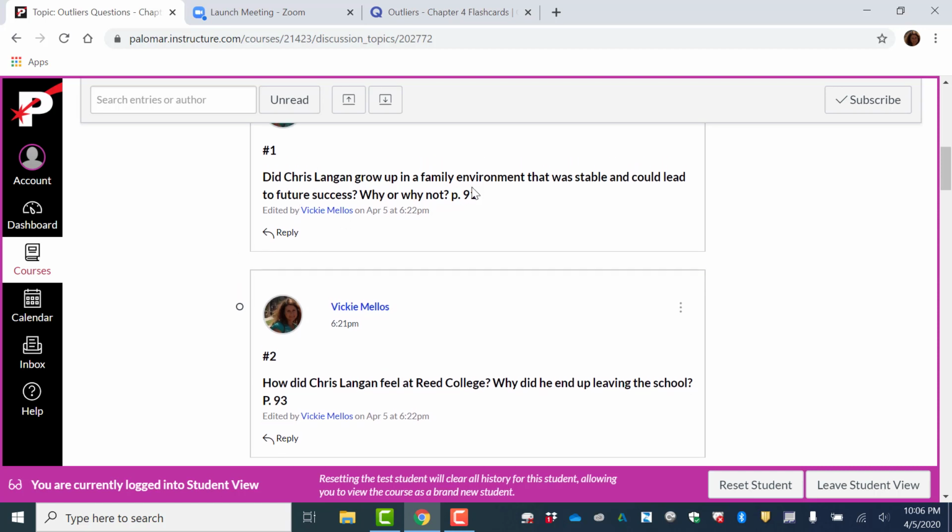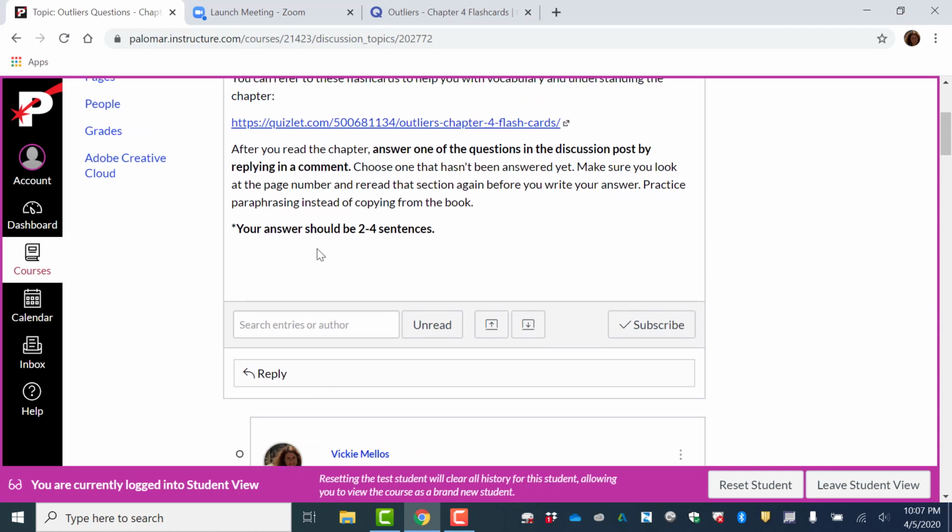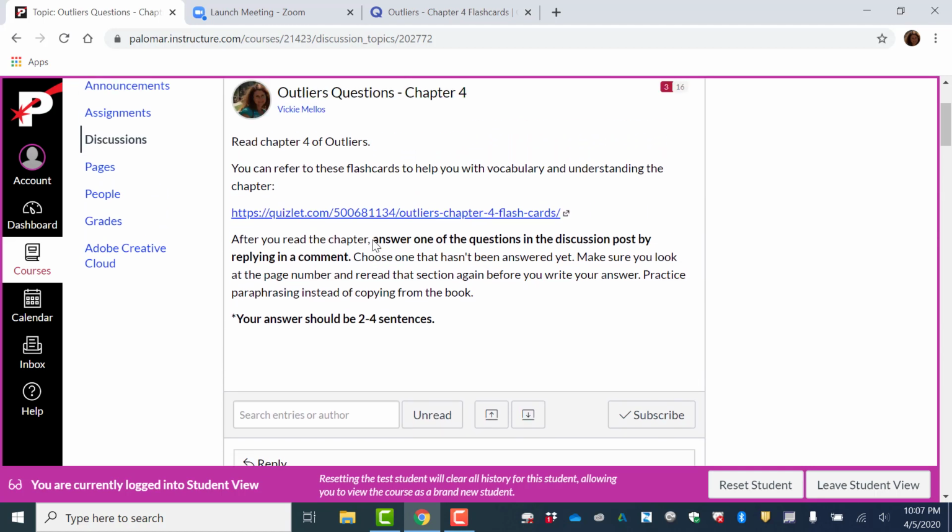So you read the question, reread the page carefully again. So this is a close reading activity, and then write your answer, okay? Your answer should be 2 to 4 sentences.